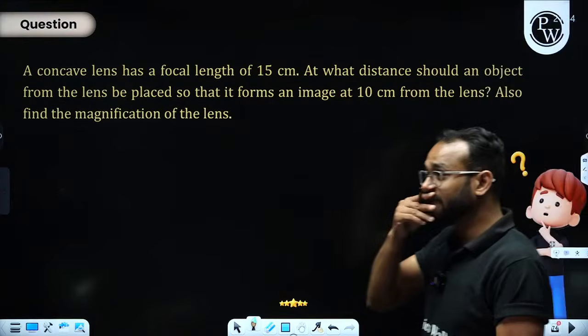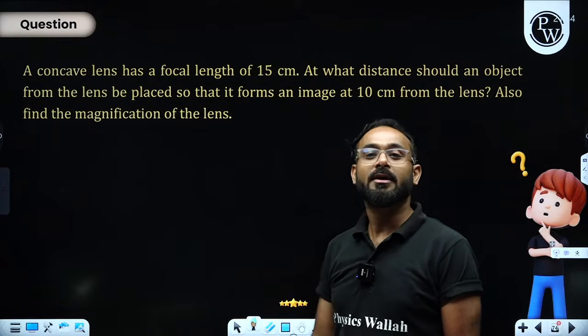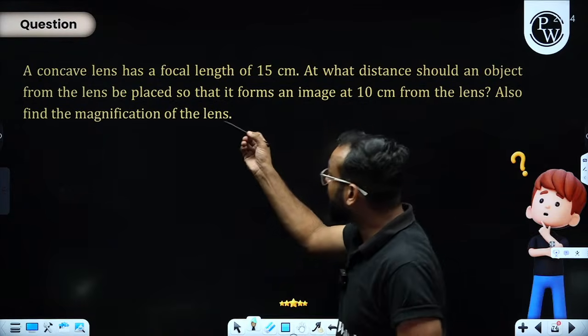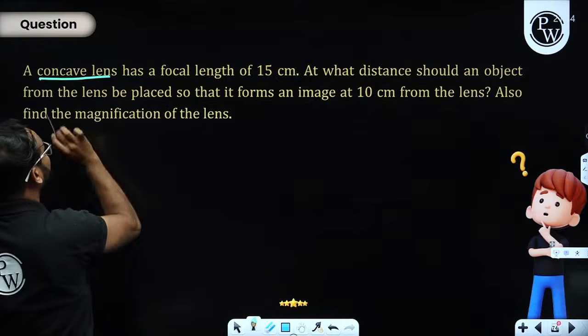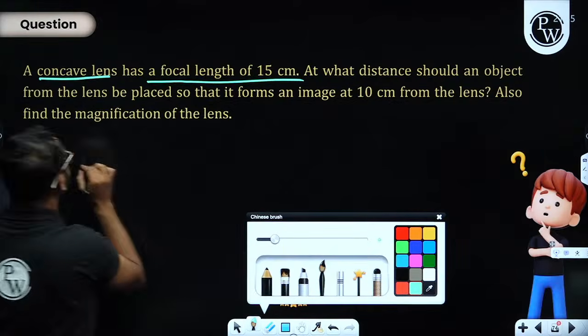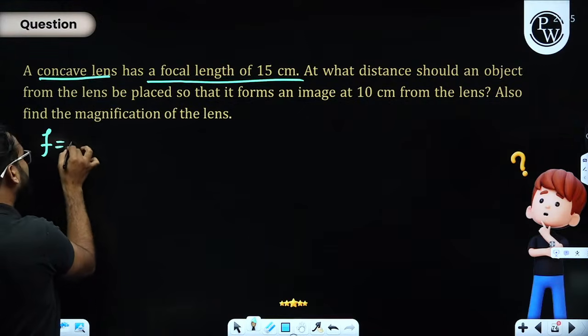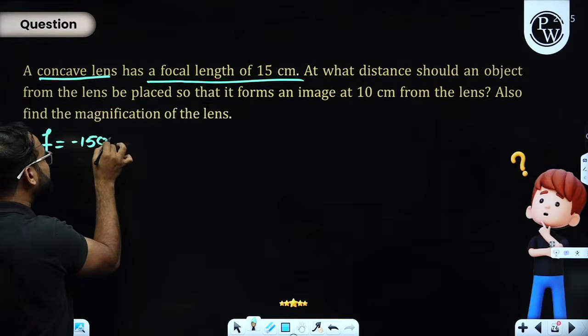Now the question is given for a concave lens. You can ask your question in the doubt section, put it down in the chat. So concave lens, given focal length 15 centimeter. Okay sir. So the focal length of a concave lens is minus 15 centimeter.